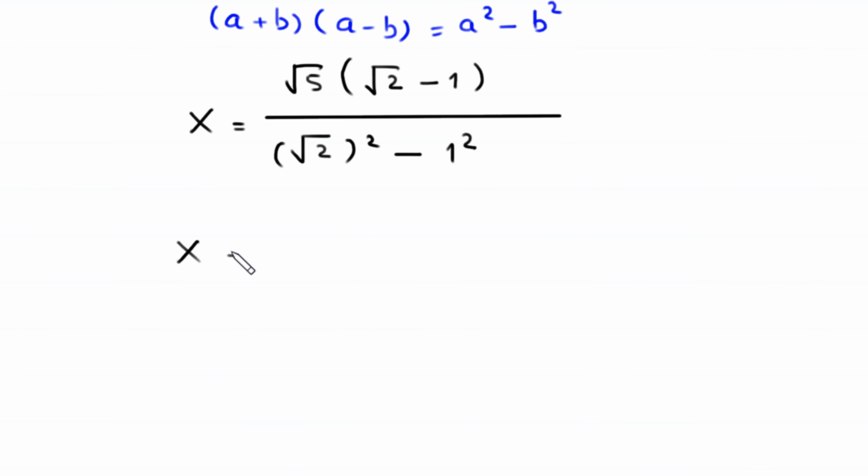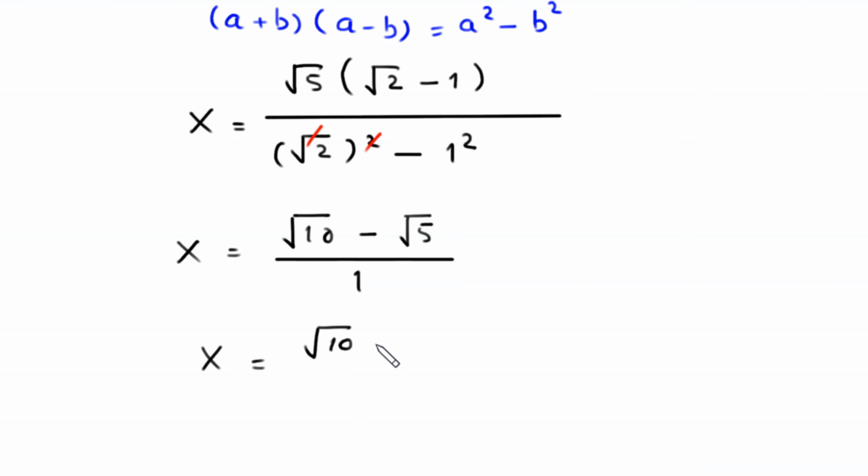Next, x is equal to root 5 times root 2 will become root 10 minus root 5 times 1 root 5 divided by this square will be cancelled with this square root, and 2 minus 1 will become 1, and this will become x is equal to root 10 minus root 5. Now we take power 4 on both sides.